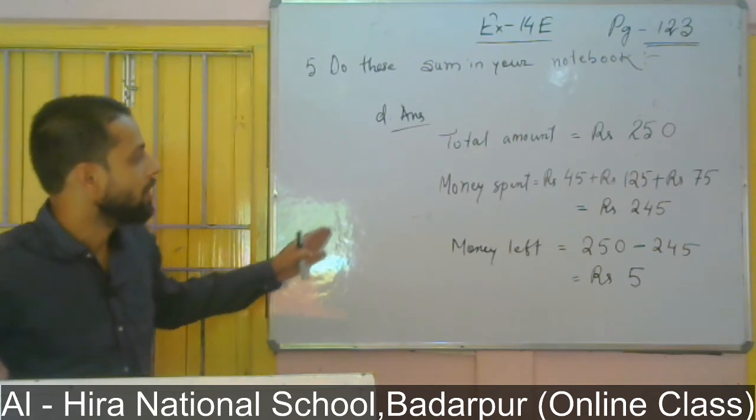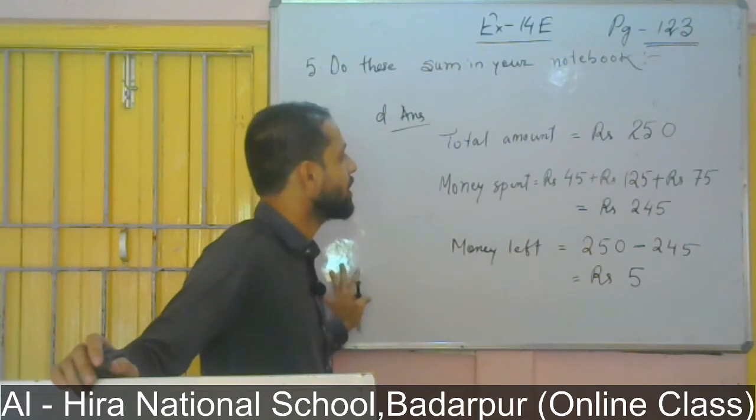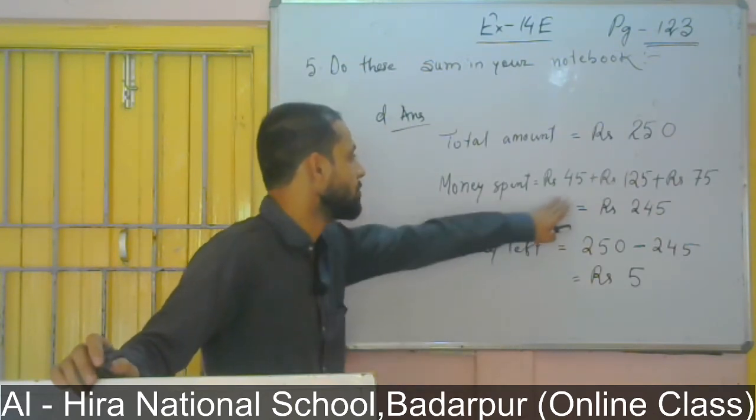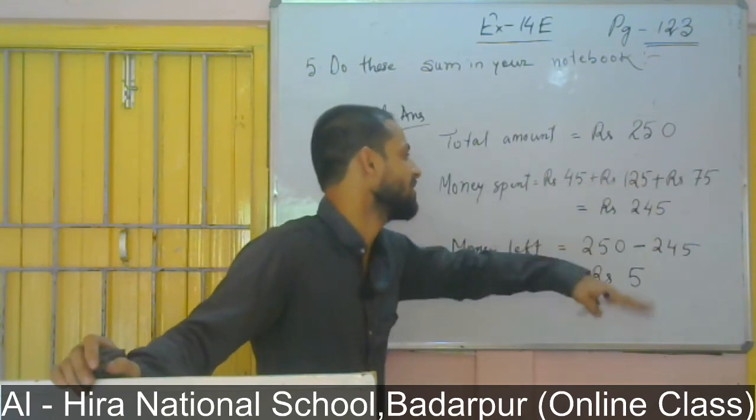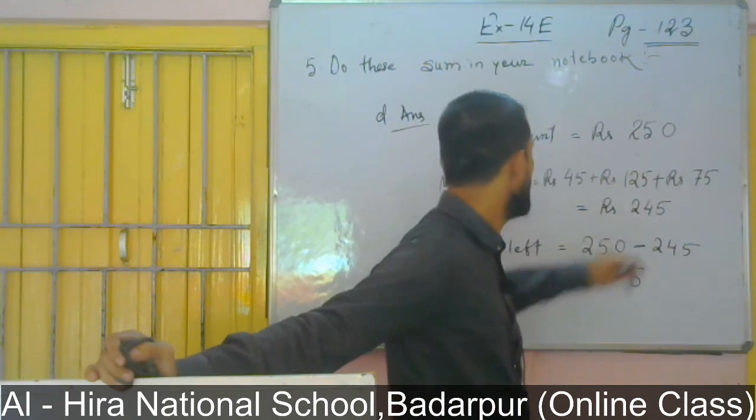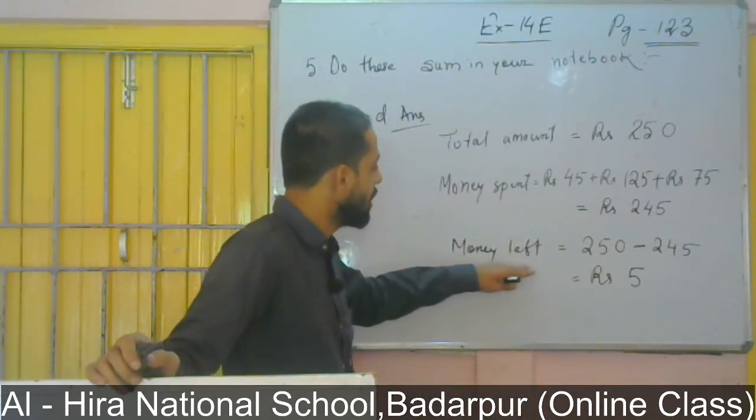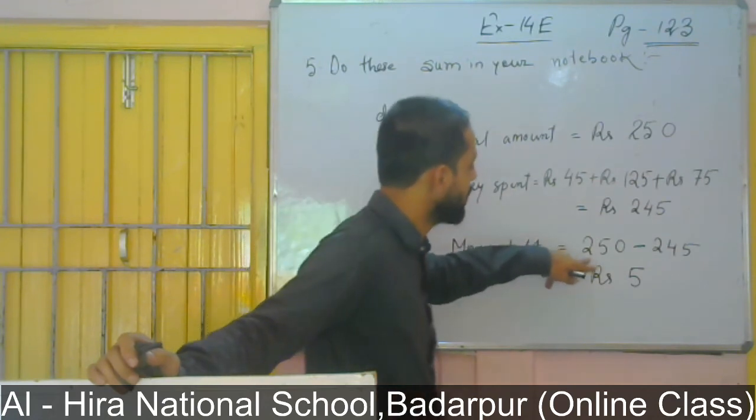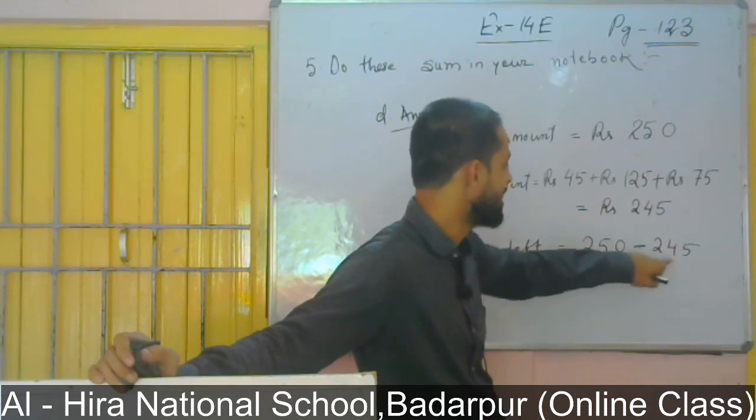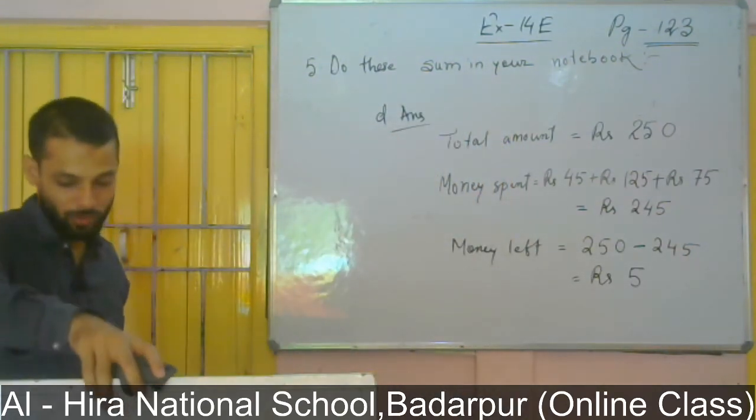So you can see the total amount of money he had while going to market equals rupees 250. Amount of money he spent while buying the stuff equals rupees 45 plus 125 plus 75. If we add 45, 125 and 75, we will get rupees 245. Now the amount of money left with him equals the total amount minus money spent, which is 250 minus 245 equals rupees 5. The amount of money left with him equals rupees 5.